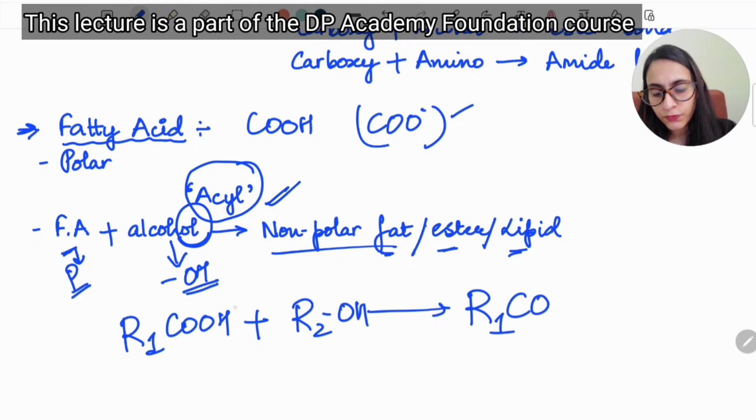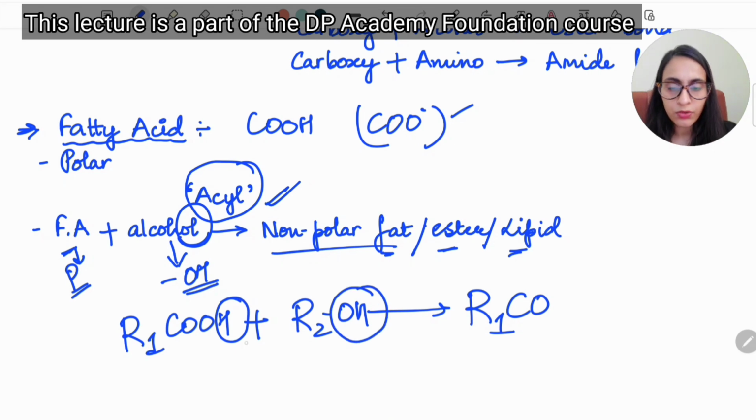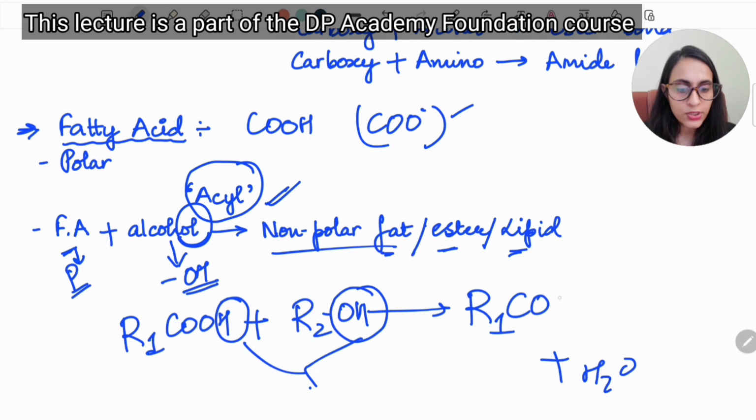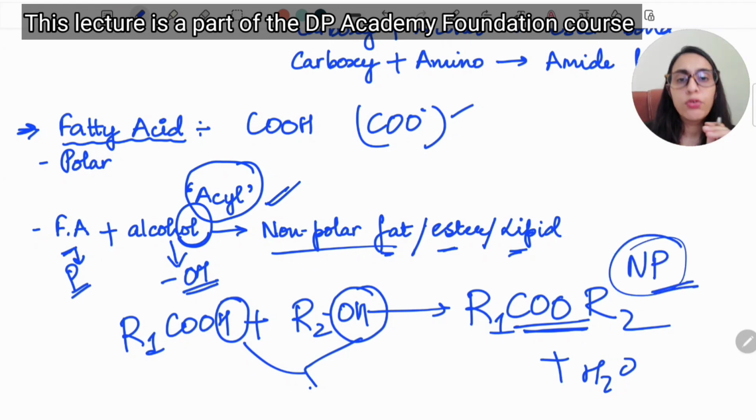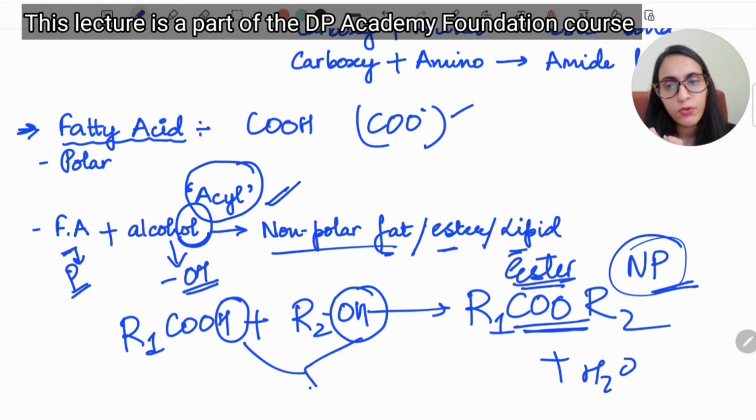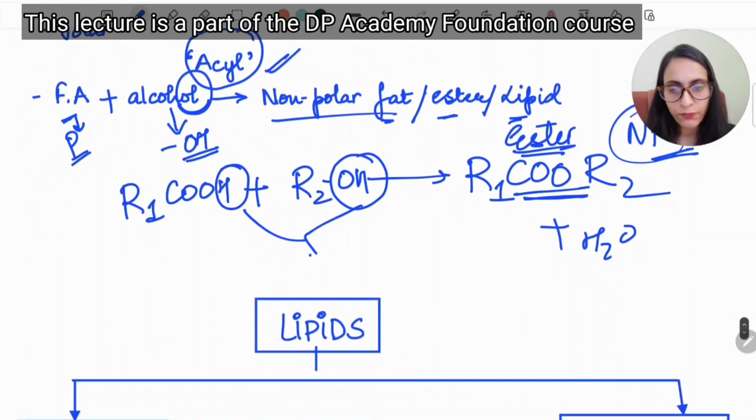So we remove water, H from the carboxylic acid, OH from the alcohol, water is removed in this reaction and we get RCOOR2. This is an ester bond and this compound is known as a fat or a lipid, which is a non-polar compound. So the fat is a non-polar compound, it has got an ester bond, while on the other hand a fatty acid is a polar compound which combines with alcohol to form the fats.